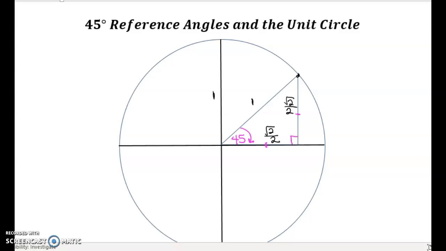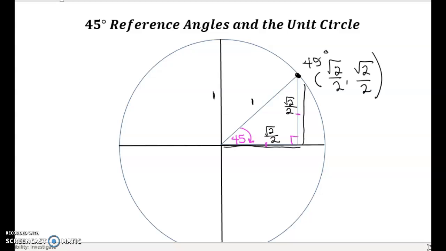which makes this point up here halfway in between 0 and 90, 45 degrees. It makes the coordinate of that point the square root of 2 over 2, square root of 2 over 2. I took the x value first and the y value second. Okay, we're going to do that all around the circle.